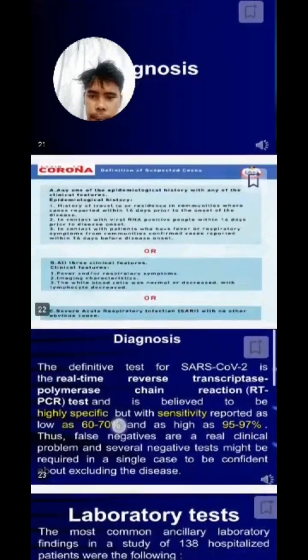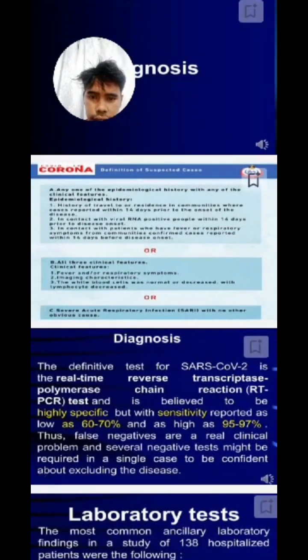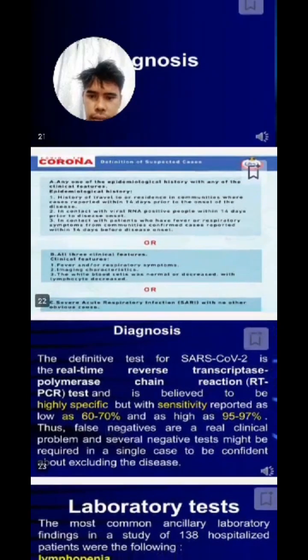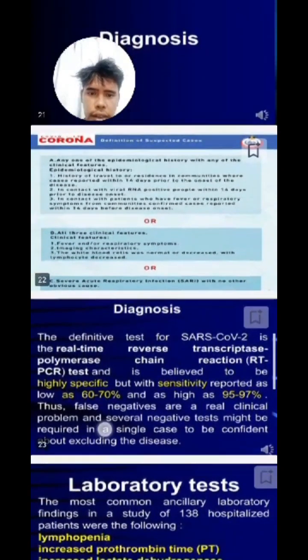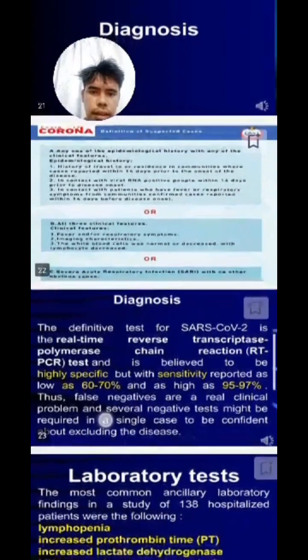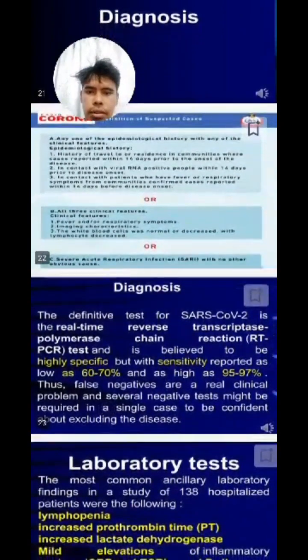Clinical features: fever and respiratory symptoms. Number two, imaging characteristics. Number three, white blood cell count normal or decreased. We see severe respiratory infection.